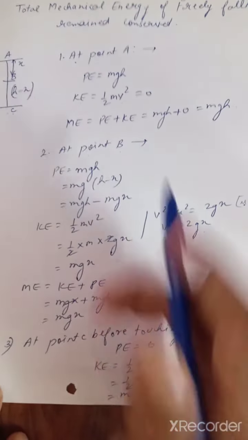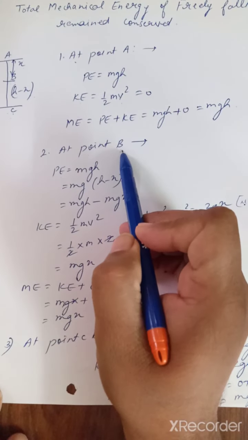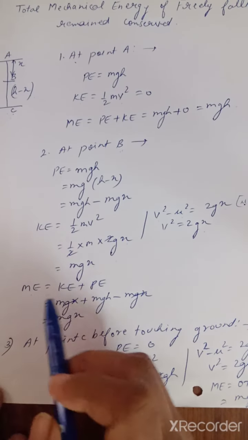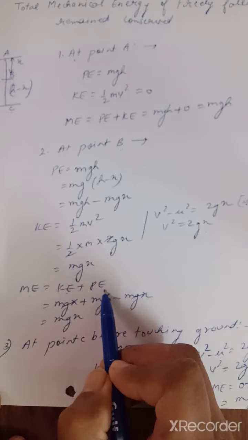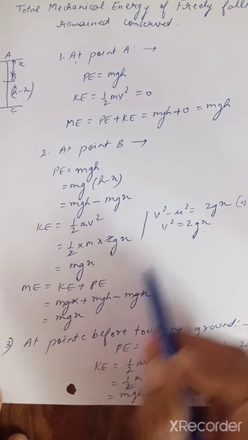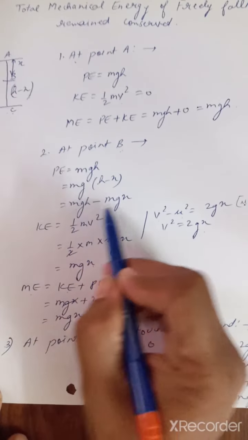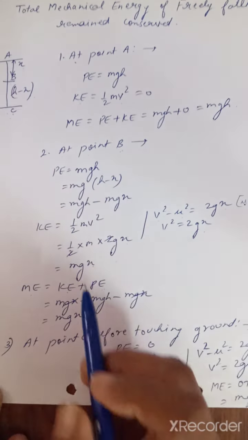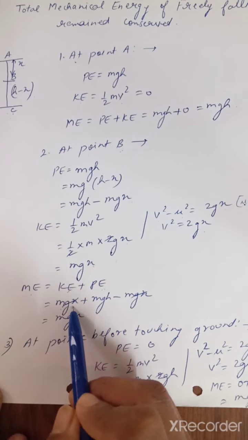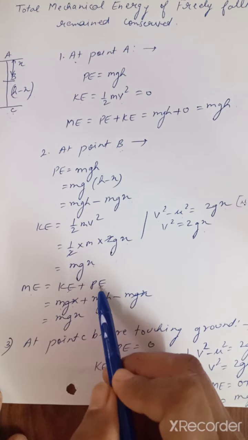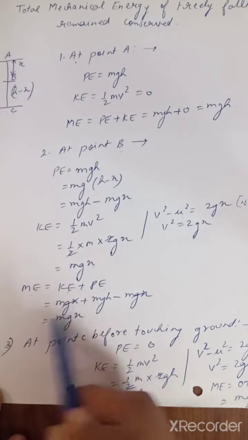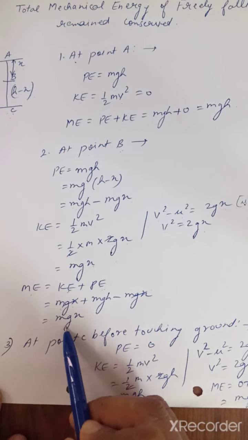Now again for the point B we are calculating the mechanical energy. So mechanical energy, again it is the combination of the kinetic energy and potential energy. Kinetic energy we have got here mgx, and potential energy we have got here mgh minus mgx. So when you substitute the values, in the place of kinetic energy you will write mgx, and in the place of potential energy we will write mgh minus mgx here. So this and this will get cancelled, and finally you will get mgh.